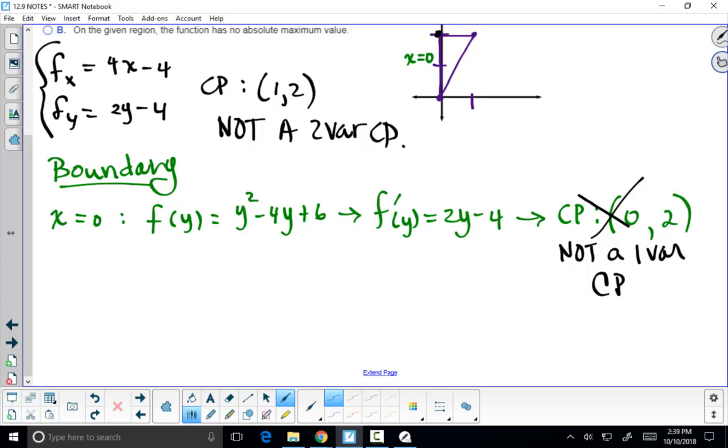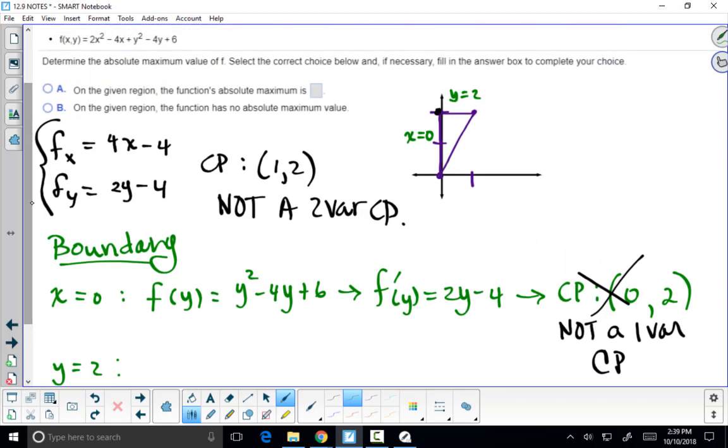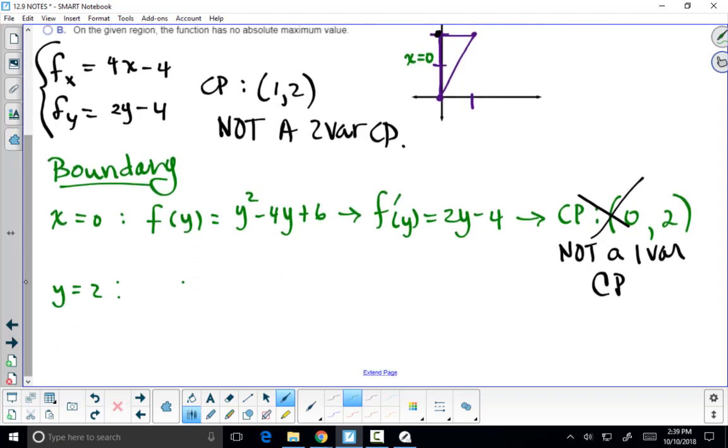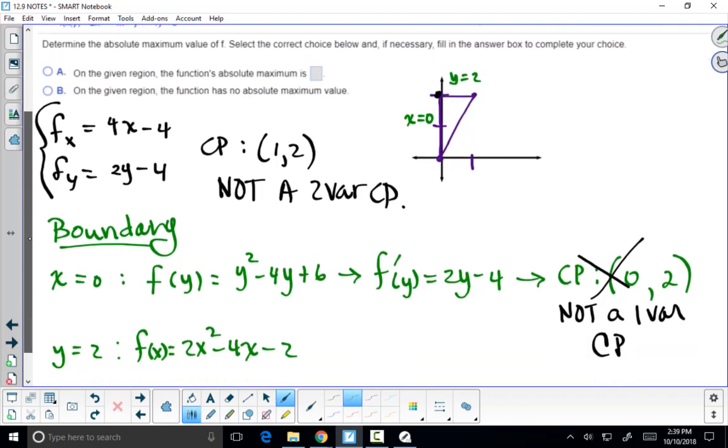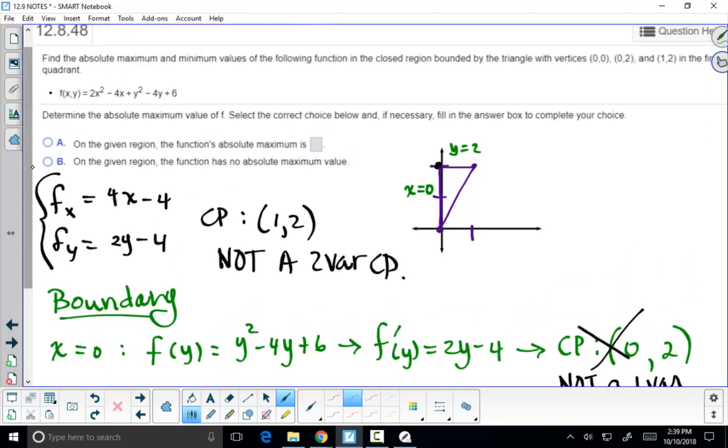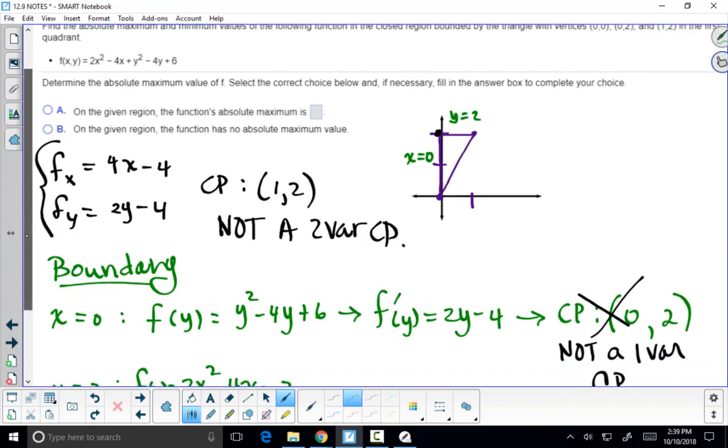It's a vertex. So now we go to the next edge, y equals 2. Back up to our function. We put all the y's to 2 and leave the x's. So 4 plus 6 is 10. 10 minus 8 is 2. So we get 2x squared minus 4x plus 2. We plugged in y equals 2, so we had 4, and we had 10 minus 8, which is positive 2.